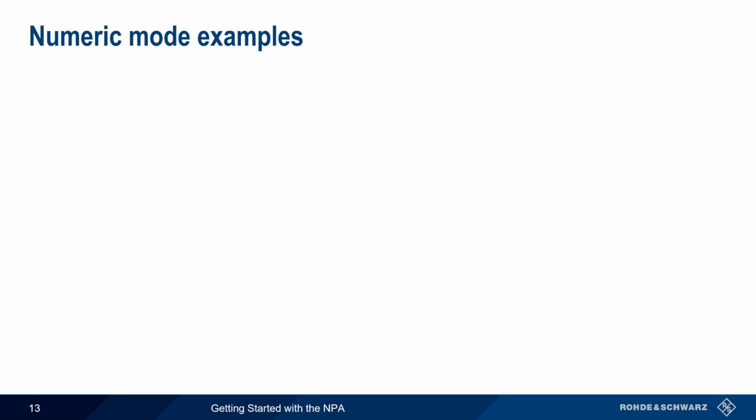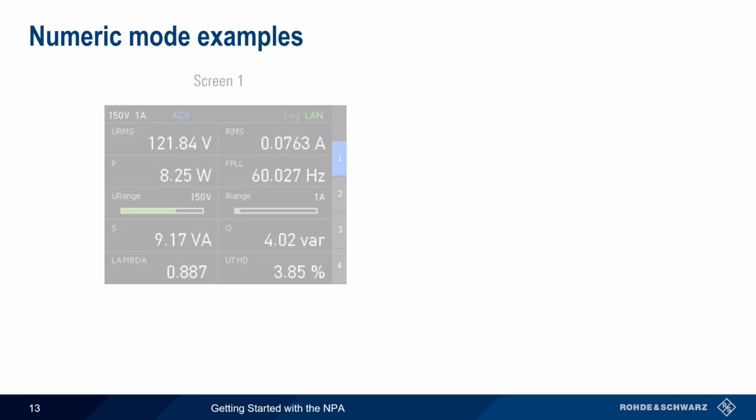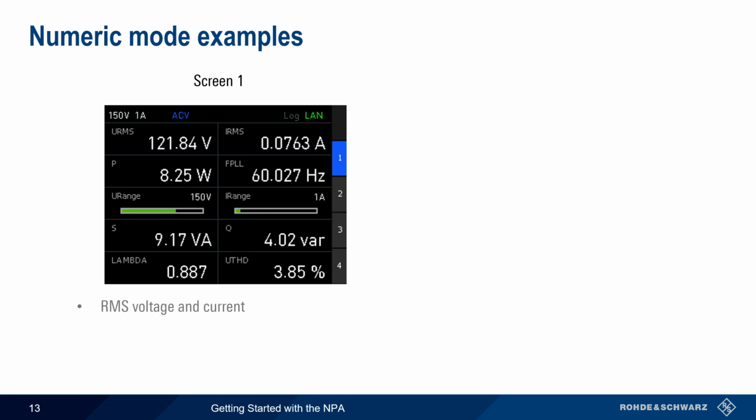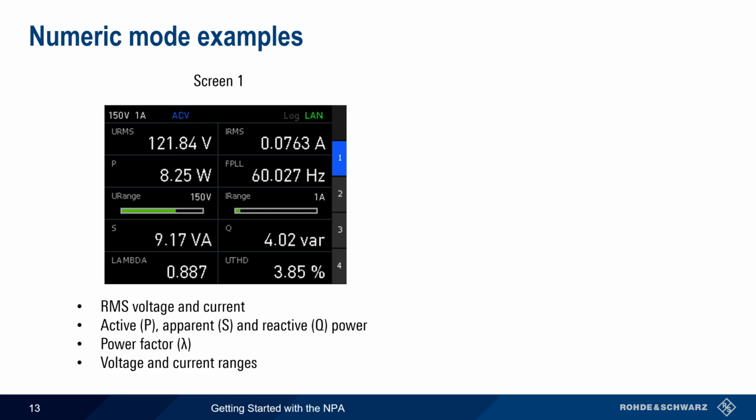Let's look at some of the numeric mode measurements. On the first screen, we have the instantaneous RMS values of voltage and current, the active, apparent, and reactive power, as well as power factor. The voltage and current ranges, here 150 volts and 1 amp, are displayed as bar charts showing the instantaneous values as a function of range.